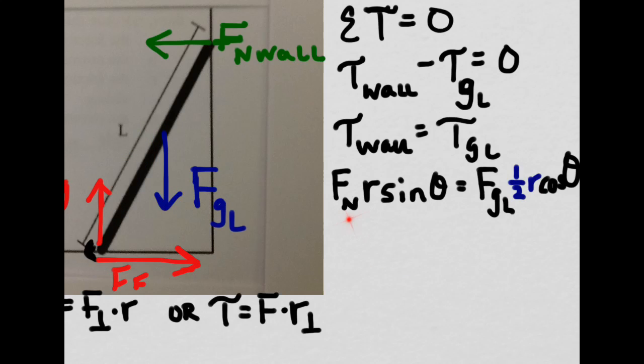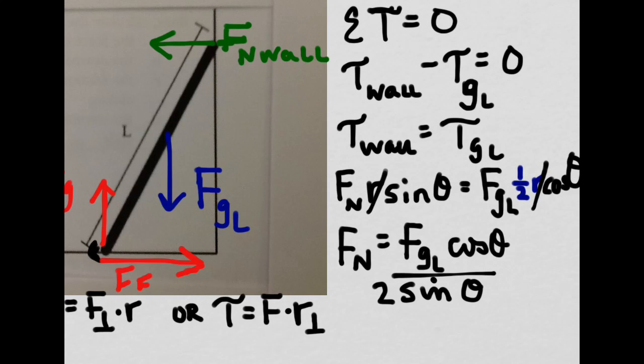In the first example, we were asked to solve for the normal force from the wall. So we can cross out R and rearrange. I went ahead and did that. In this particular case we also know theta. I believe theta was 70 degrees. We also knew the weight of the ladder. The ladder was 50 newtons. So solving for Fn gave us 9.1 newtons.